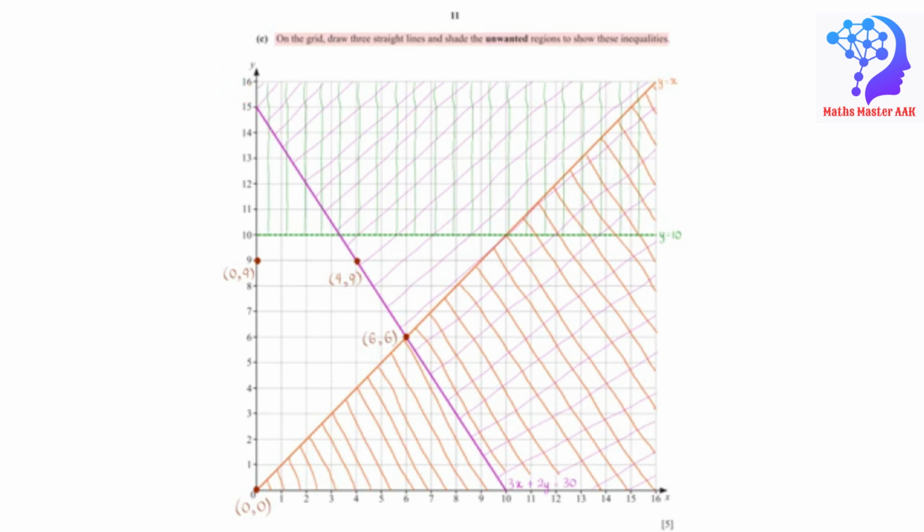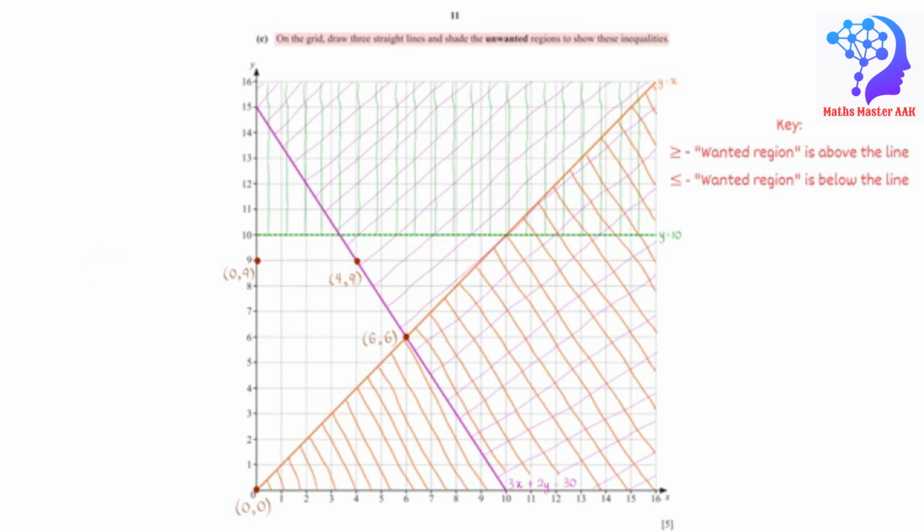Note that since the line y is less than 10 does not include an equal sign, this line will be drawn as a dotted line. For the inequality y is less than 10, the region below y is equal to 10 is wanted, and so we are going to shade the region above y is equal to 10.